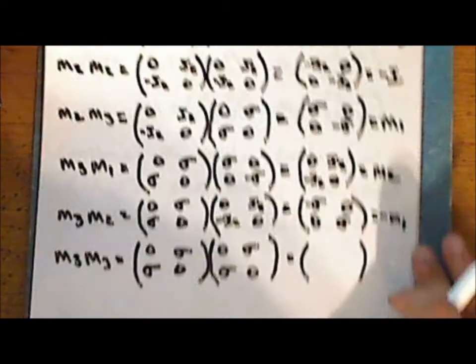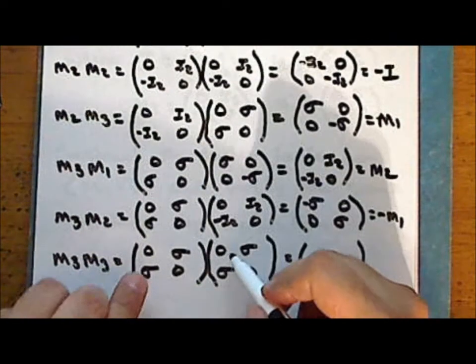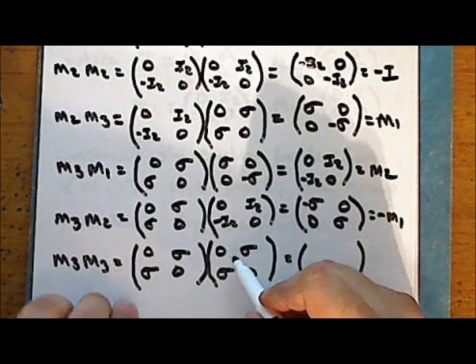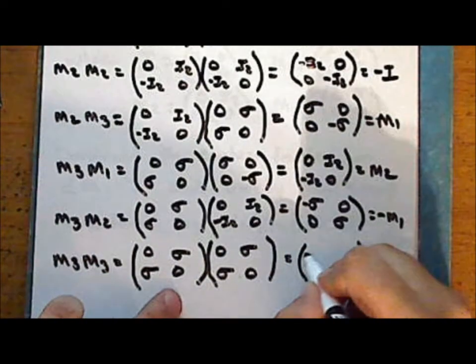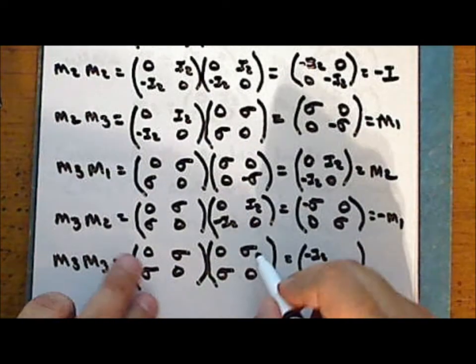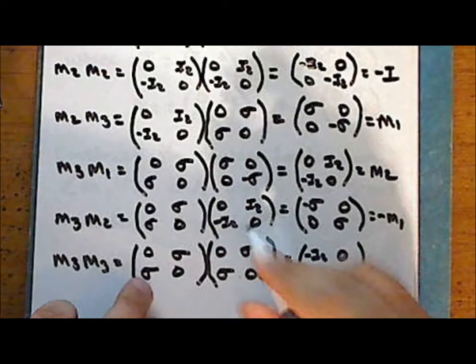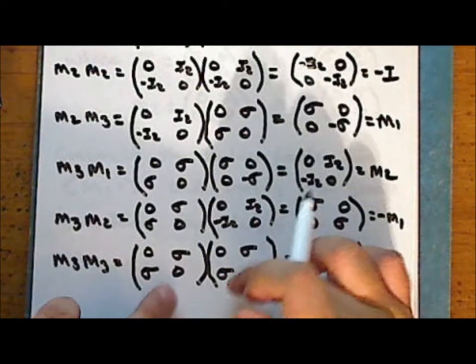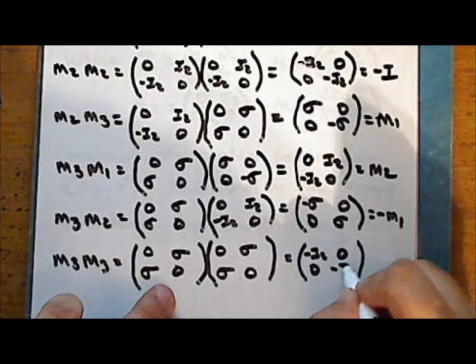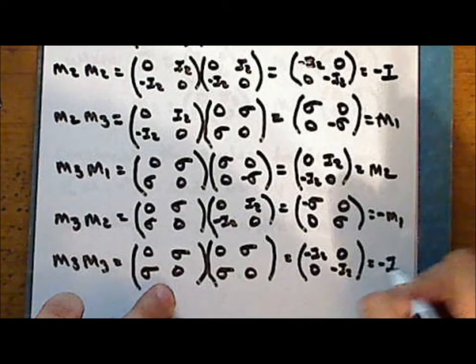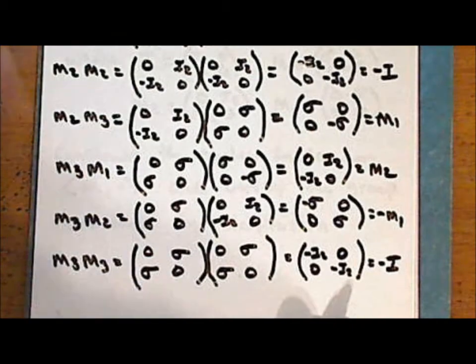And finally, we have the matrix M sub 3 times M sub 3, which is the matrix with entries 0 plus sigma squared, which is negative I sub 2, 0 plus 0, 0 plus 0, sigma squared plus 0, which is negative I sub 2, and this is negative I. So we now have enough to construct the Cayley table.